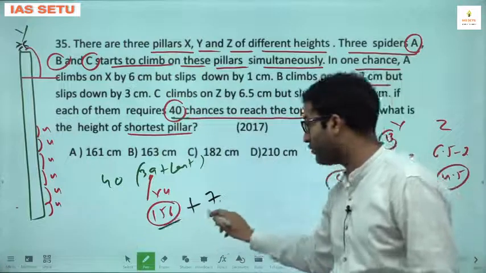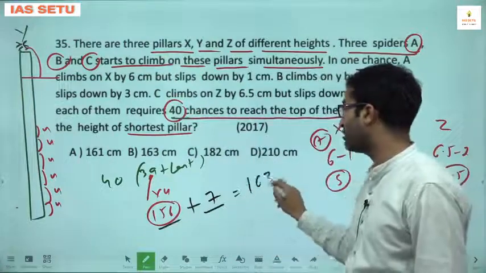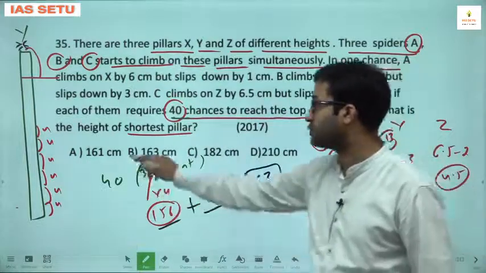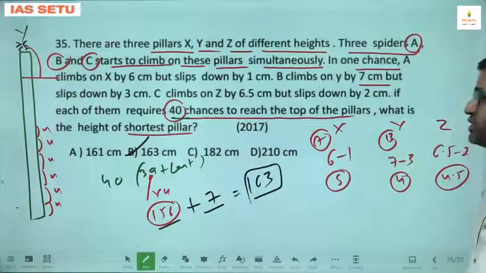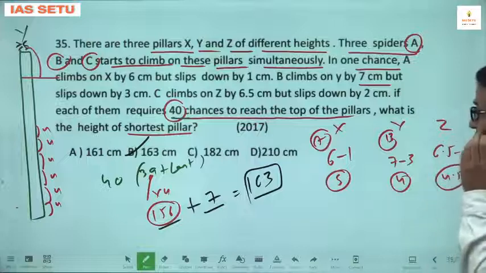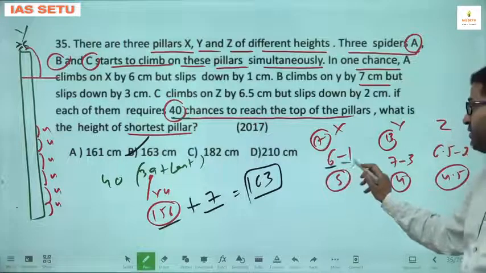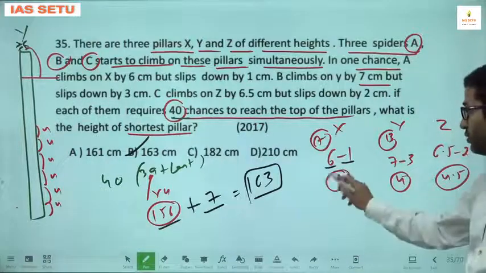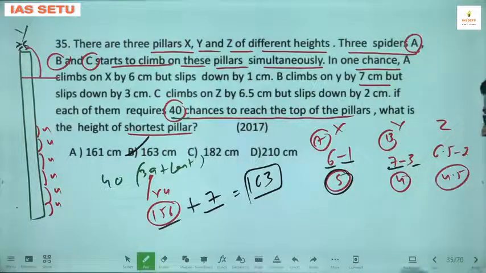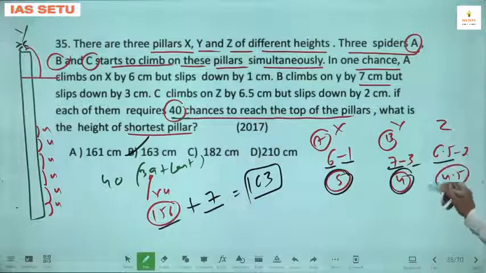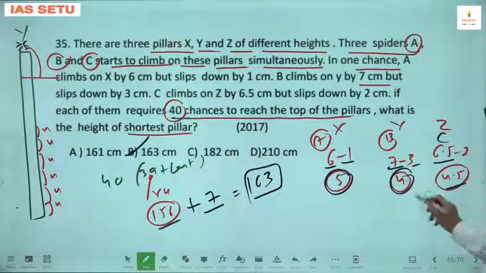So here 156 plus 7 is 163 centimeters. So the answer is B. The shortest pillar here is 163 centimeters. I repeat, A: 6 minus 1, because 6 climb, 1 slip down, effectively 5. B: 7 climb, 3 slip down, effectively 4. C is 6.5 minus 2, 4.5.